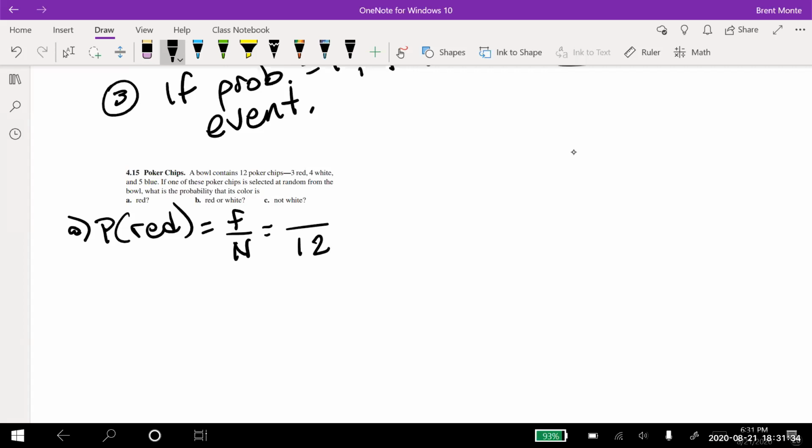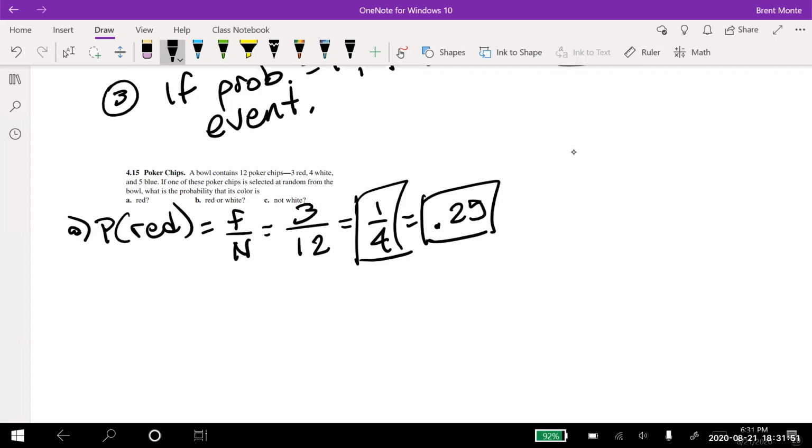F and N are the numbers that would satisfy the fact that it's red. Well, that has to be the red poker chips. There's 3 of those. And so all we do is reduce that fraction. We get 1/4 or 0.25. Either way is fine. Again, they will reduce it. If you put 3/12 in the program, it's probably going to mark it wrong. So just be careful of that. And you may want to practice some of these to see what the program will accept.